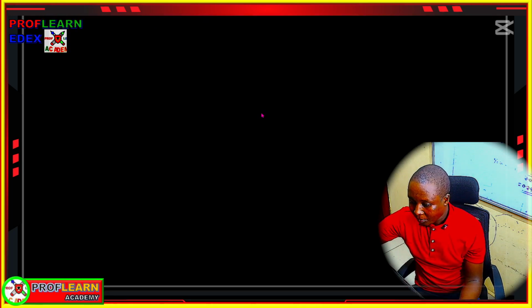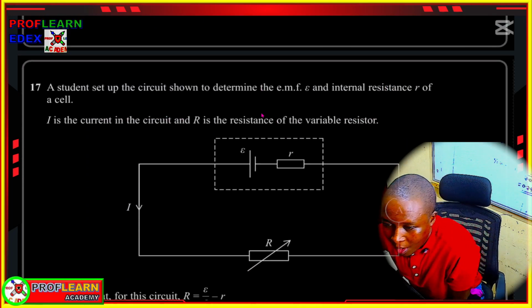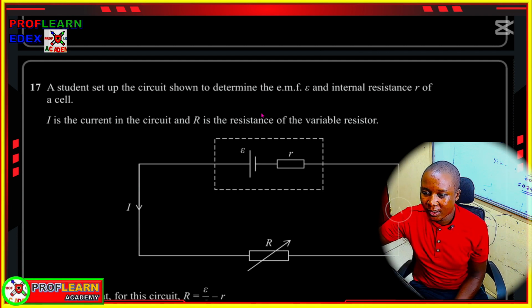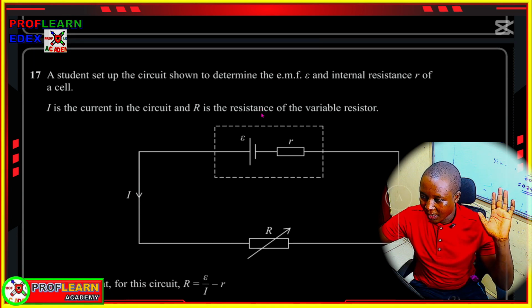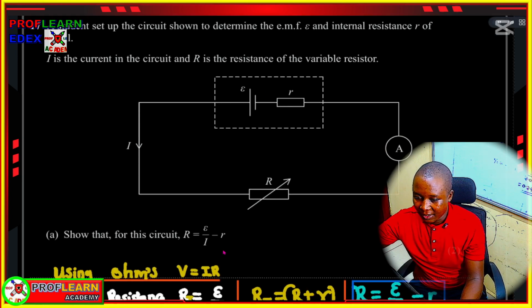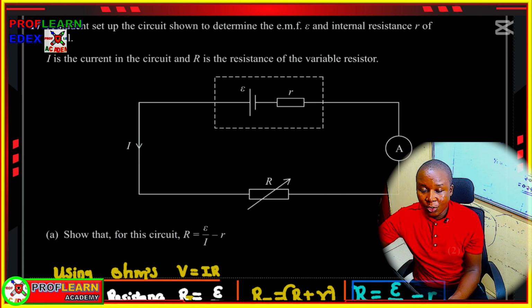All right. Looking at question number 17. Question 17, we are told that the student set up a circuit shown to determine the EMF and the internal resistance of a cell. I is the current, and R is the resistance of the variable resistor. Show that for this circuit, resistance is equal to EMF over current minus r.